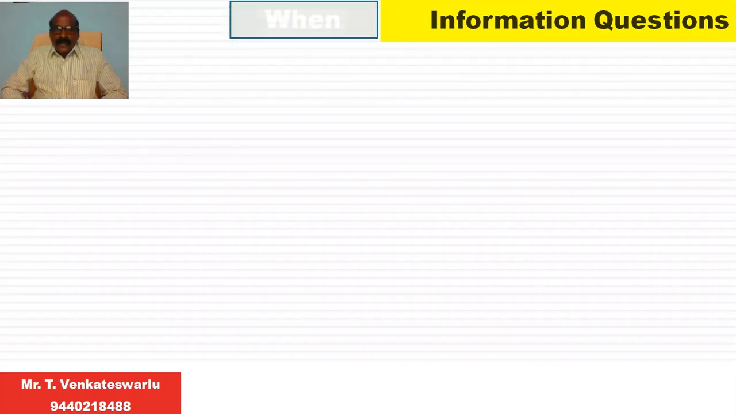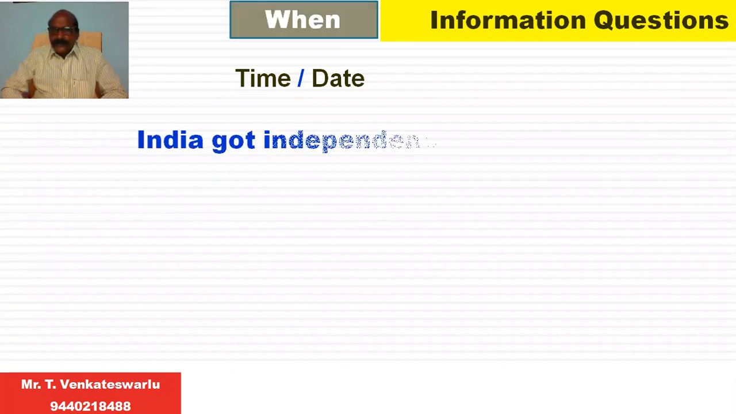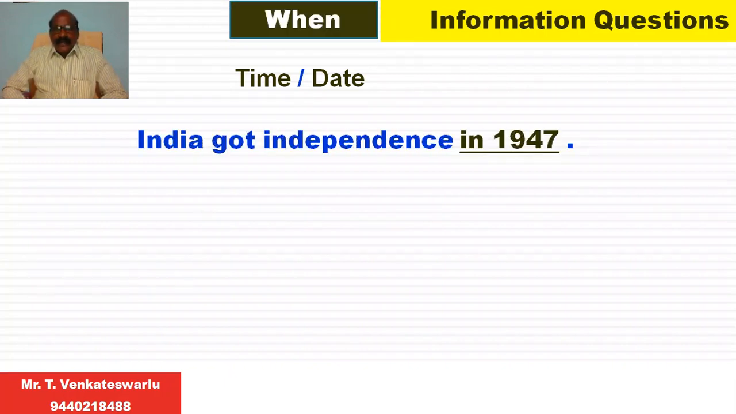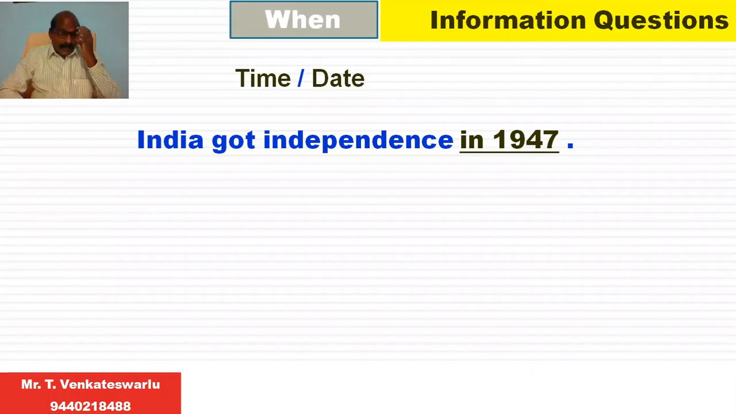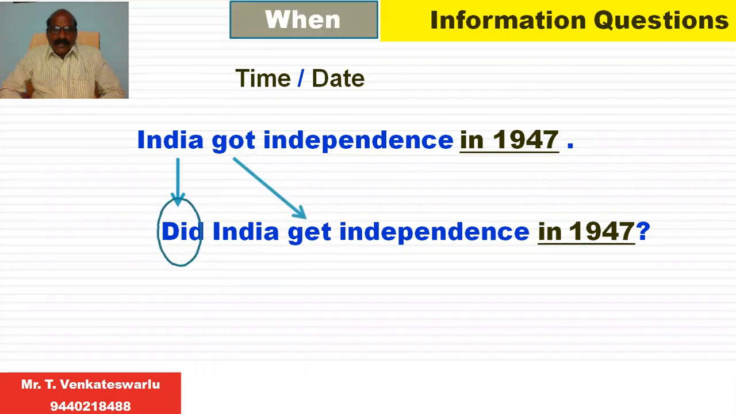And another question word, when. When refers to time or date. Let's see some examples. India got independence in 1947, and in the given sentence, the verb got is in simple past tense. So, to change it into a yes or no type question, first use did at the beginning, and the main verb got is changed into get. Did India get independence in 1947?